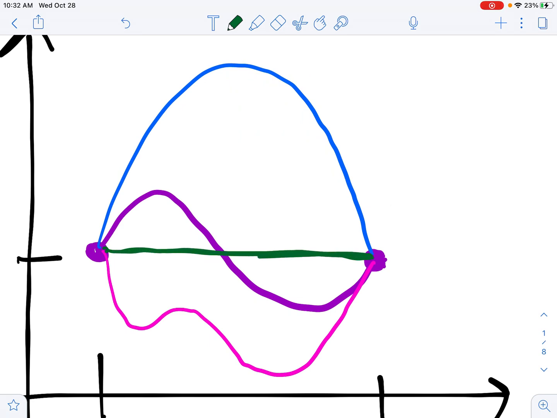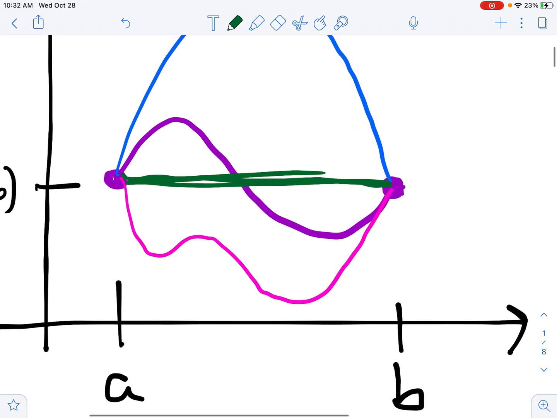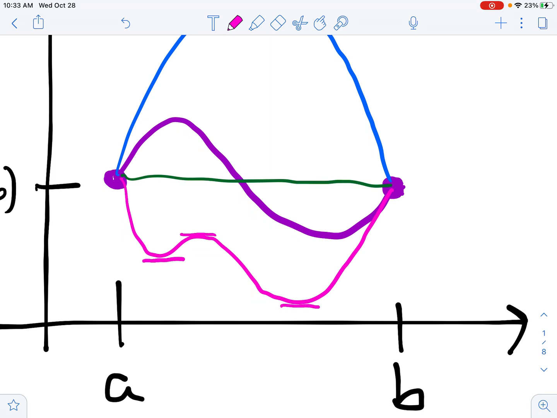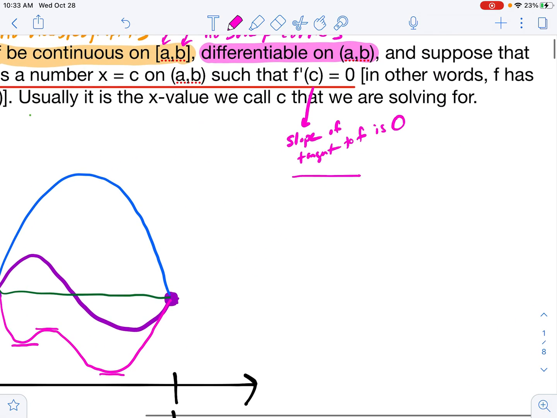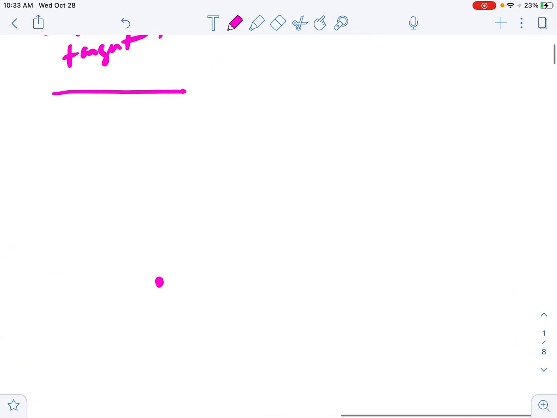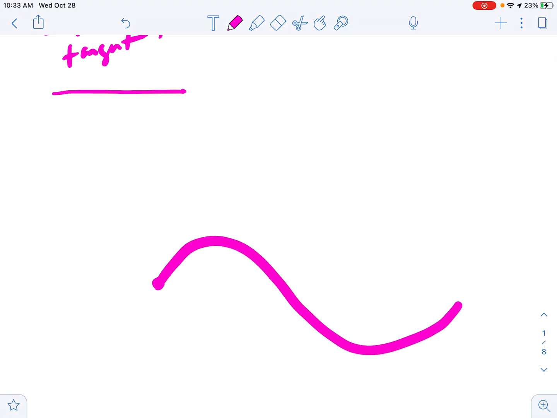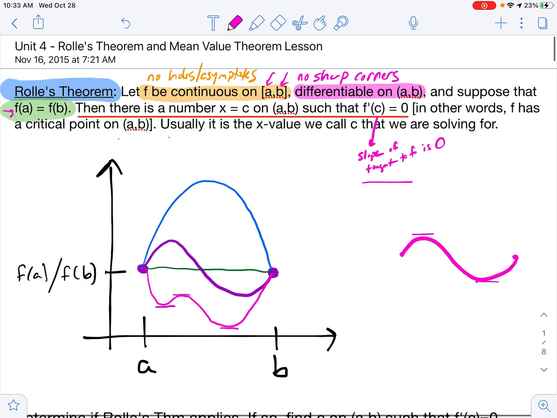Okay, so at every single x value in between, the derivative would be 0. There would be an infinite number of points in between a and b in that situation. And with the pink one, it looks like I have 3. There's a slope of 0 there, there, and there. But intuitively, that should make sense. If you're going to draw a function that starts and ends at the same y value, you've got to have a slope of 0 somewhere in between, right? And that's the gist of Rolle's theorem.